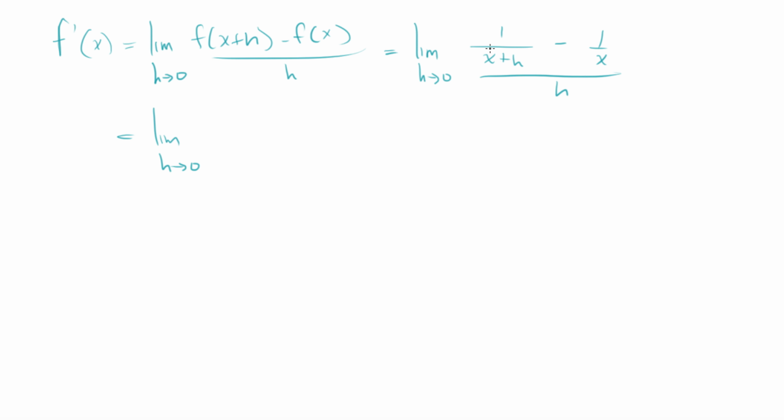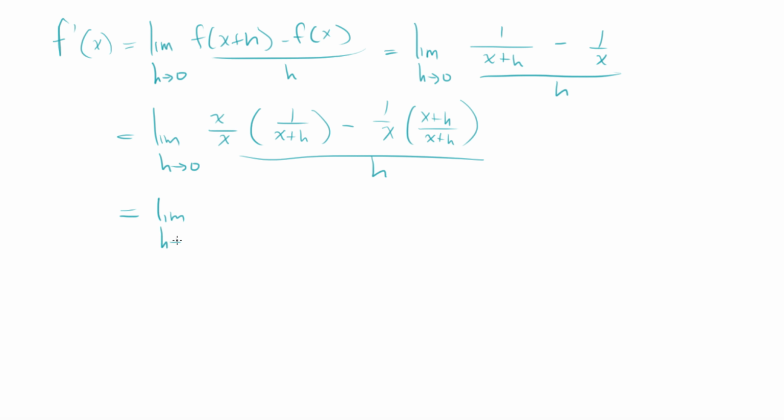In order to subtract two fractions, we need a common denominator. So when in doubt, just multiply the denominators. So x over x times 1 over x plus h minus 1 over x times x plus h over x plus h. Okay, I'm looking for a common denominator. So on the top you get x, do not distribute the bottom, okay? And then on the top you get x plus h over x times x plus h.